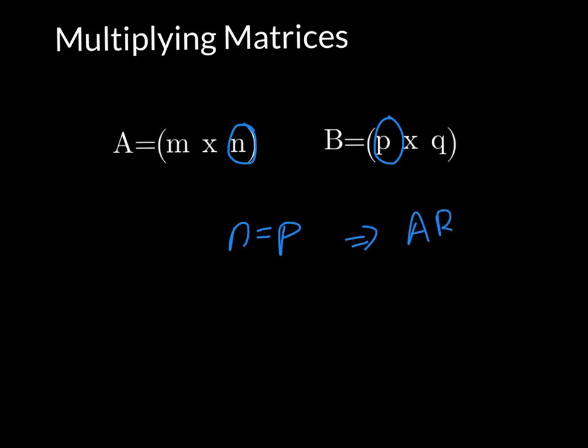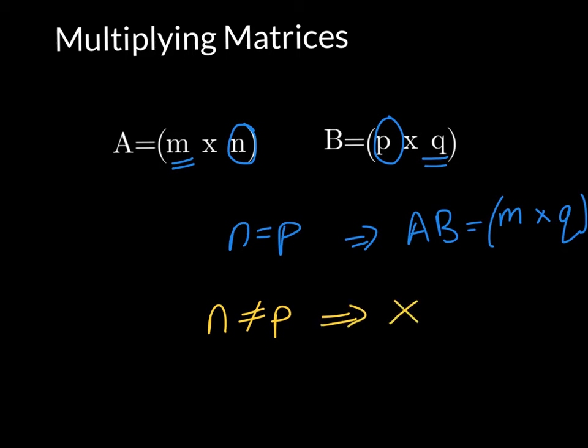If that were the case, then the matrix that we would end up with would have m number of rows and q number of columns. If n wasn't equal to p, then we could not multiply A and B. We just can't do it. It's not possible.